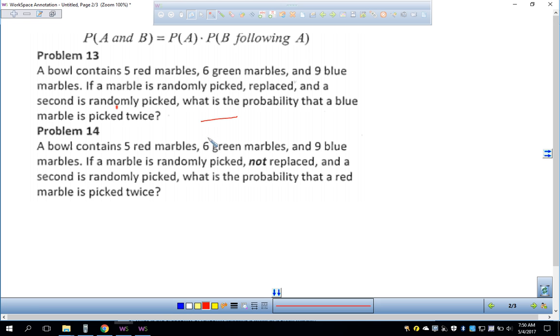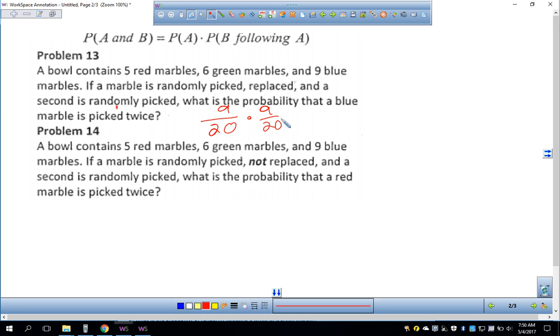How many marbles do I have? 20 marbles, right? What's the probability that I pick a blue one? How many blue ones do I have? 9, right? So if I put that back in, what's the probability that I pick a blue marble again? 9 out of 20, okay? So 9 out of 20.